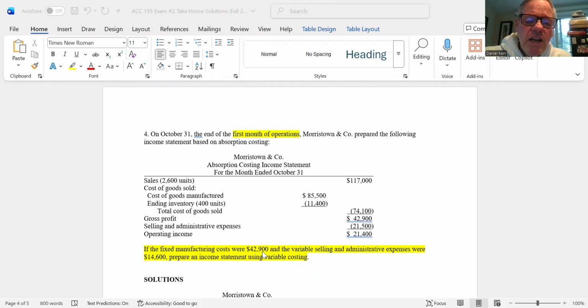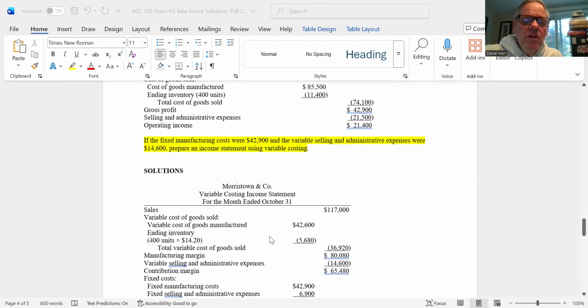They tell us the fixed manufacturing costs were 42,900. So the cost of goods manufactured includes 42,900 of fixed costs. So when you get the variable costs, you've got to reduce the 85.5 by 49.2. And the variable selling and administrative expenses were 14,600. So the selling and administrative expenses, this 21,500, includes fixed costs, which would be the difference between 21,500 minus the 14,600.